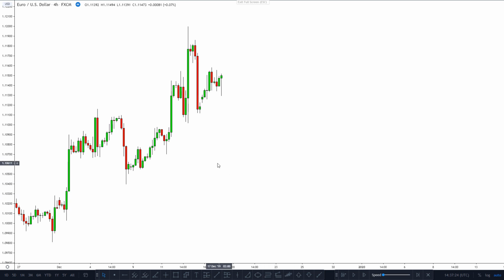In today's video, we are going to be analyzing one of the amazing properties of the Andrews pitchfork in alignment with the contextual price action reading, which is essential in order to spot high-quality trading opportunities.